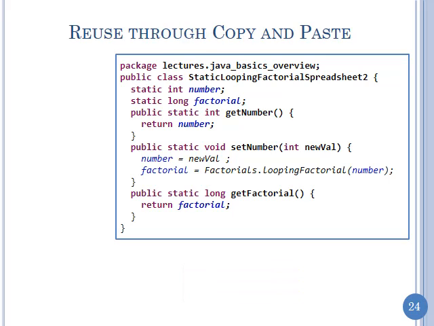Spreadsheet 2. I did the minimum typing possible. I copied the class, changed the name to 2, and I said, hey, program component 1, use the first spreadsheet. Program component 2, use the second spreadsheet. Once I got the first one correct, I can make this one.